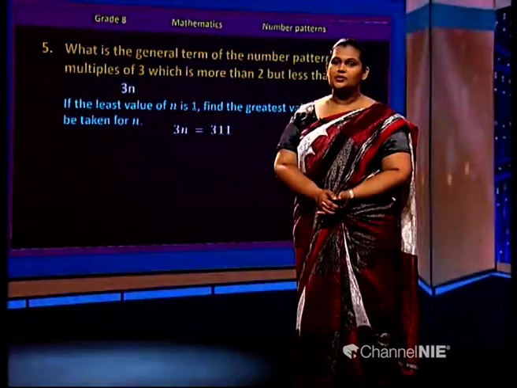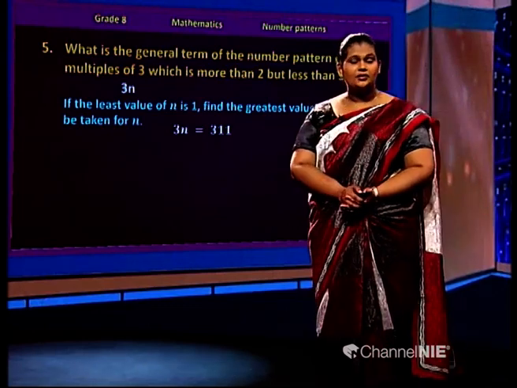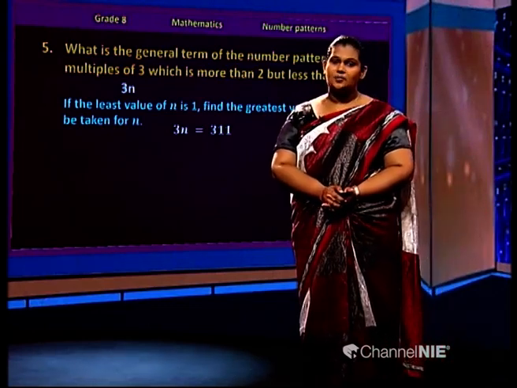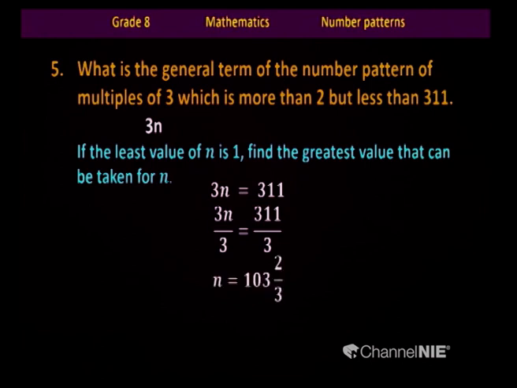Right. Now, here 3n equals 311. Once again 3n means 3 multiplied by n. Therefore, to simplify this, I need to have n alone in my left hand side. Therefore, I am dividing both sides by 3. Therefore, we can get a value for n as 103 2 over 3.